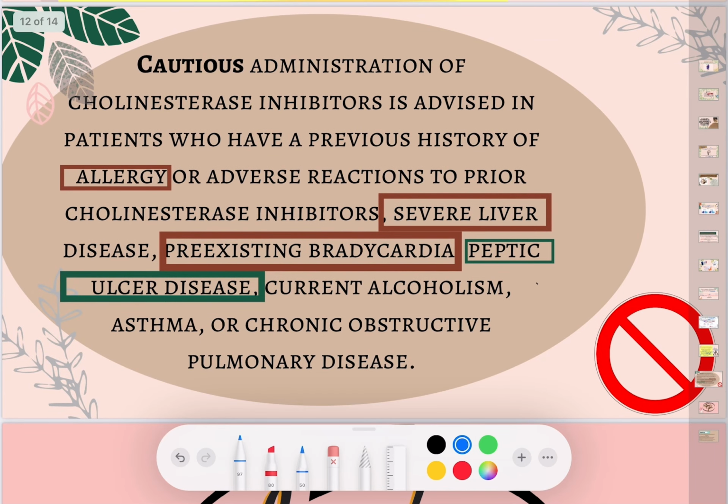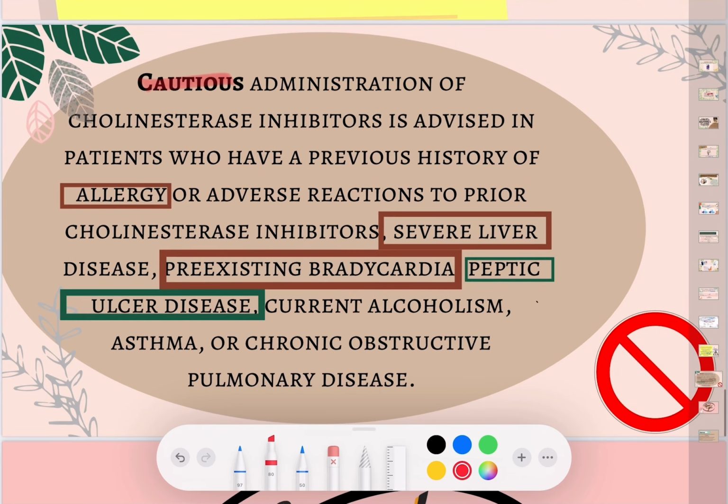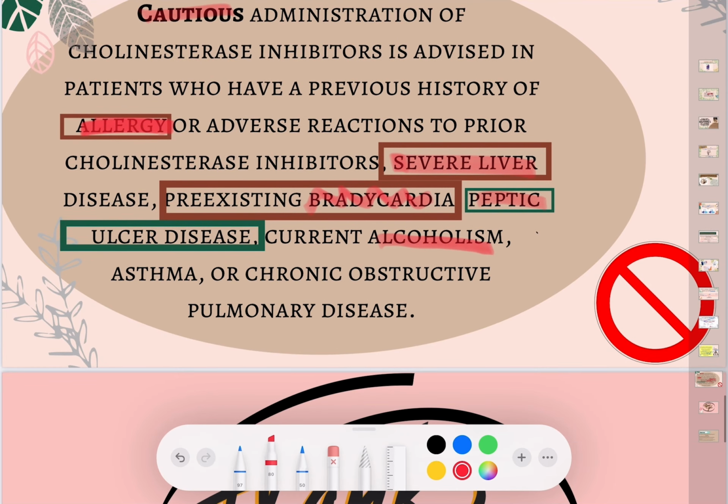So there are some cautions according to the use of these drugs, so we can't give them to a patient who experiences allergy to cholinesterase inhibitors, or a patient who has severe liver disease, or who has bradycardia, peptic ulcers, alcoholism, asthma, or chronic obstructive pulmonary diseases like bronchitis or rhinitis.